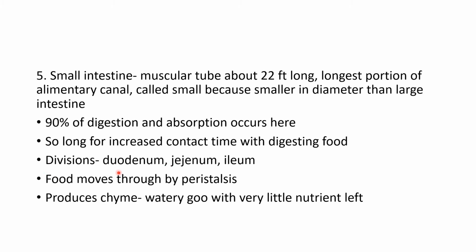There are three divisions of the small intestine. First is the duodenum. This is connected to the stomach, and then the middle portion is called the jejunum, and the end portion that connects to the colon eventually is called the ileum.